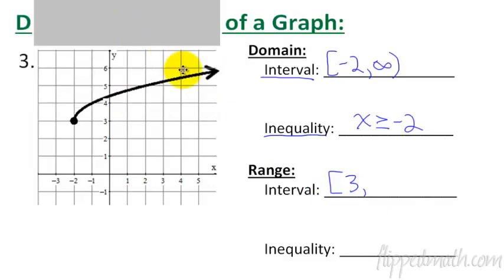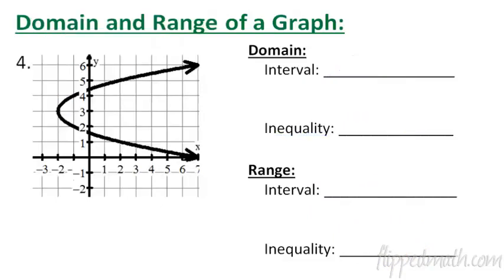How far up does it go? Well, this is an arrow that really goes up forever and ever. And so this one also goes on for infinity. And we do a parenthesis. Now the trick with the inequality is because we're doing range, we have to use a y value. So it's all the y values that are greater than or equal to 3. All right, there's our first problem on those.